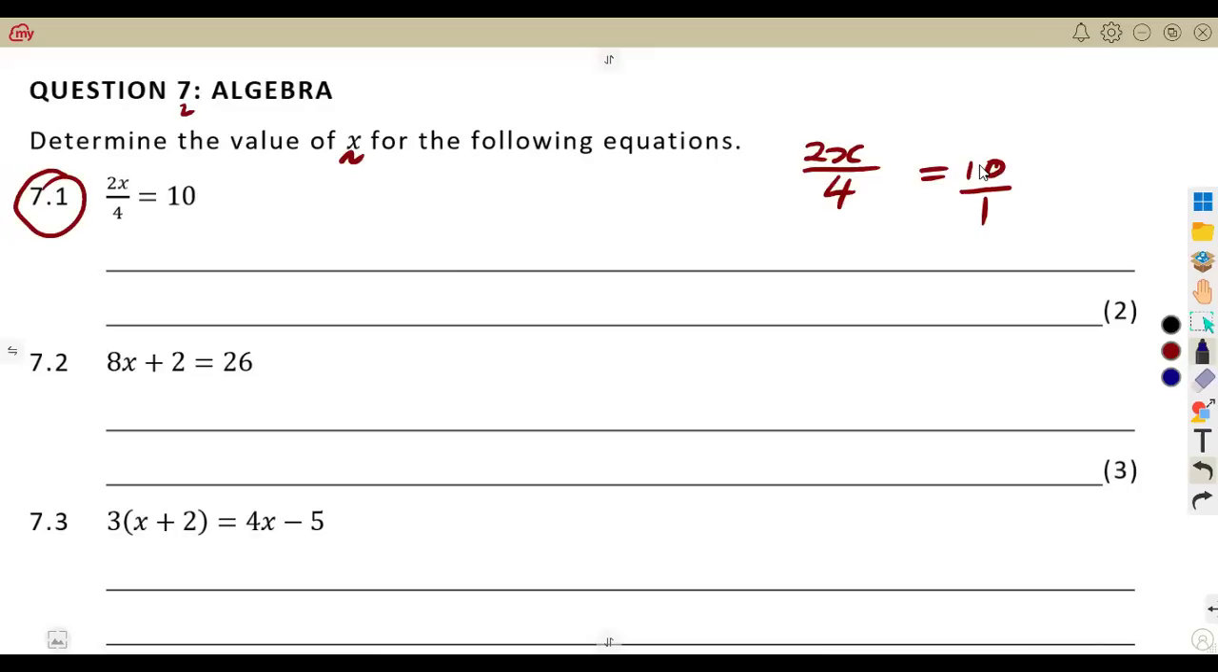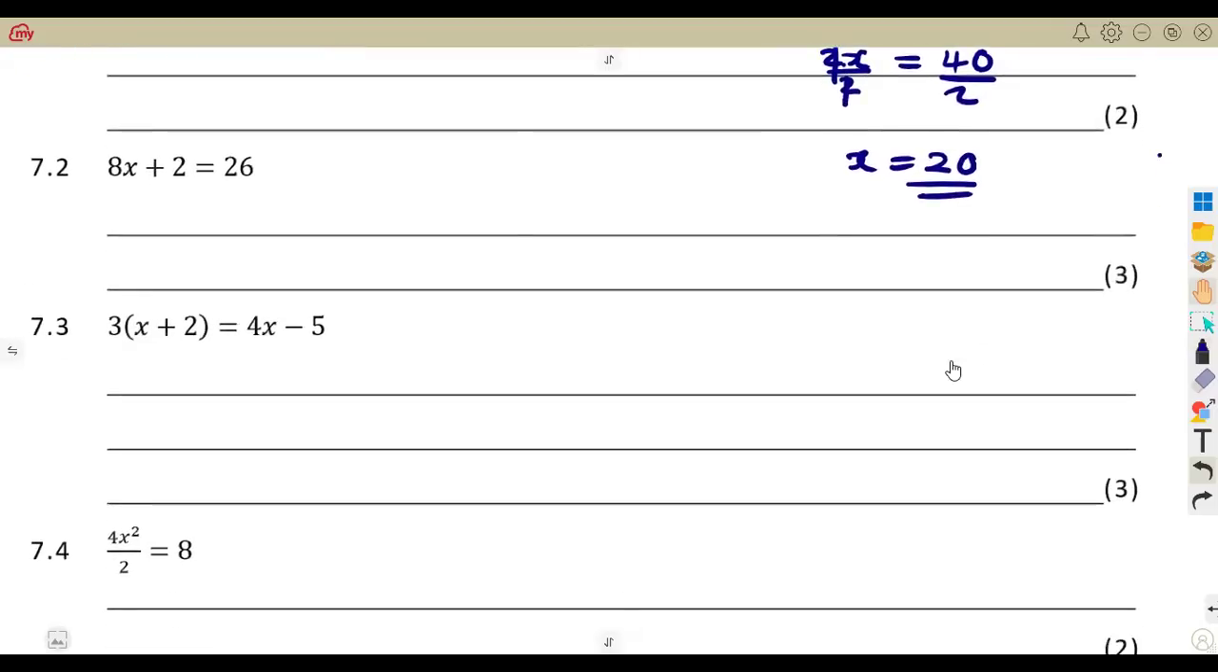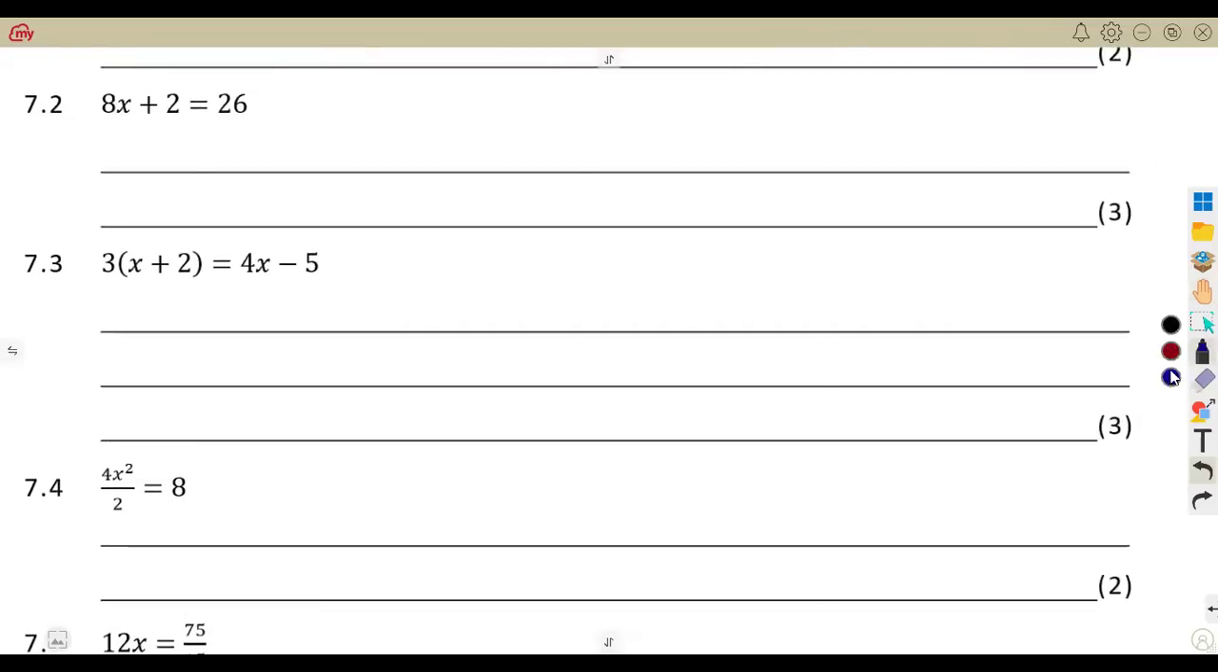So meaning to say, by cross multiplying, 4 is going to multiply the 10. 1 is going to multiply the 2x. So 2x times 1, that is 2x, which is equal to 4 times 10, which is a 40. So this is 2x, a product. From the reciprocal, we'll just divide by 2 to obtain the x value. 40 divided by 2 is going to give us a 20. So that is what we're going to have on this part on question 7.1.